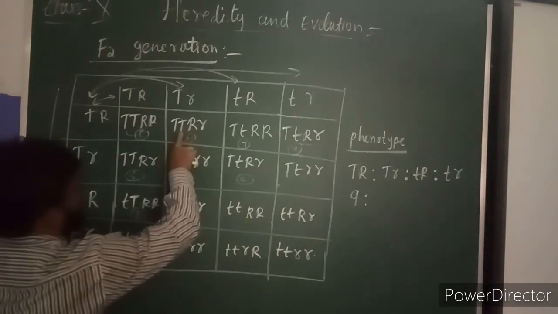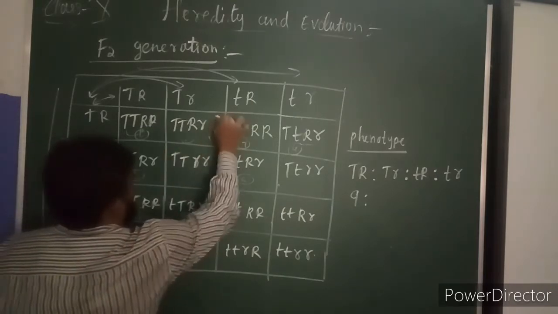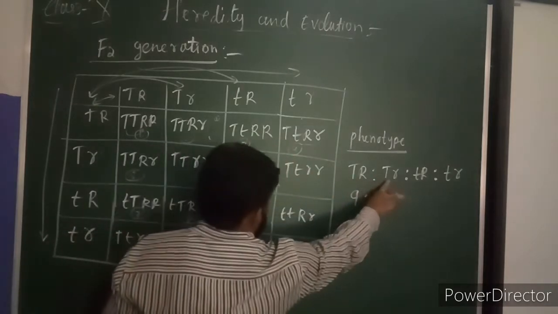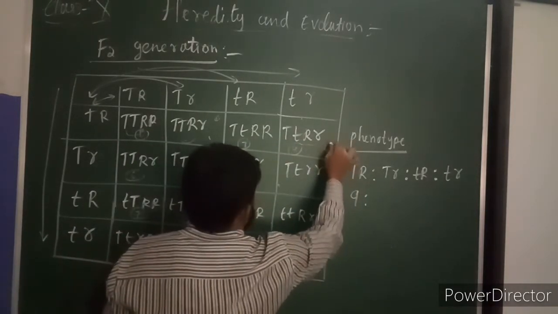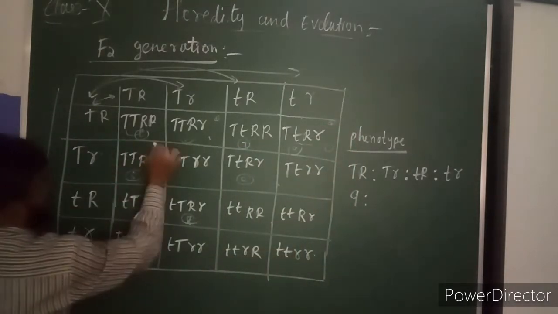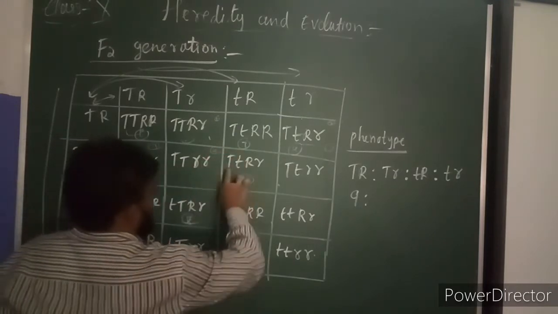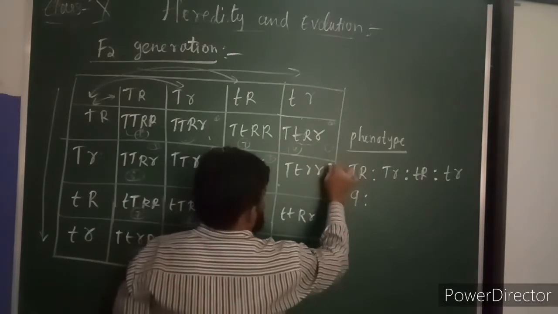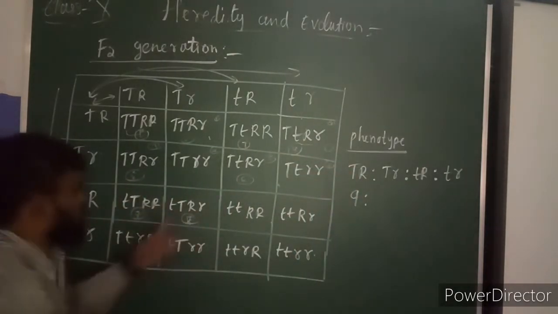Now capital T and small r we can see. Capital T and small r, 1. See, 1. Capital T and small r not there. Capital T and small r you see. Capital T and small r is there, 2. I will write on the top. 2. Capital T and small r, 3. Capital T and small r, 4. Capital T and small r, 5. Capital T and small r, 6. Capital T and small r, 7.